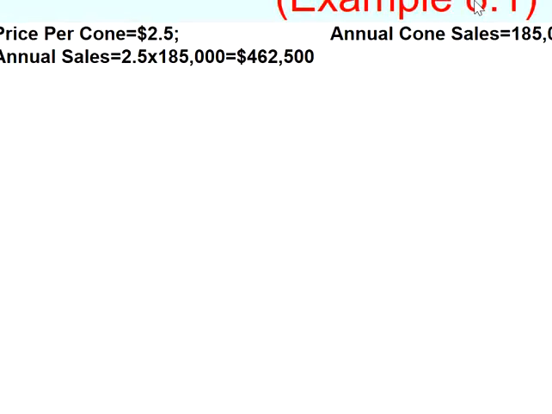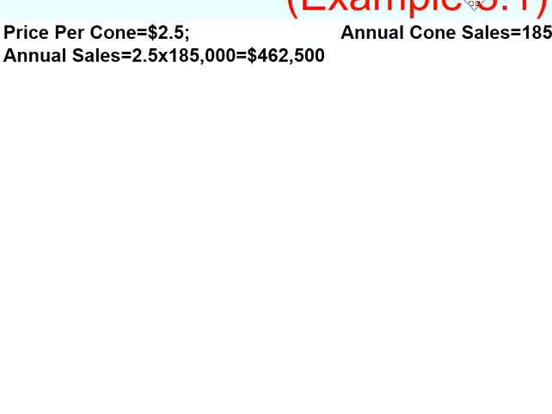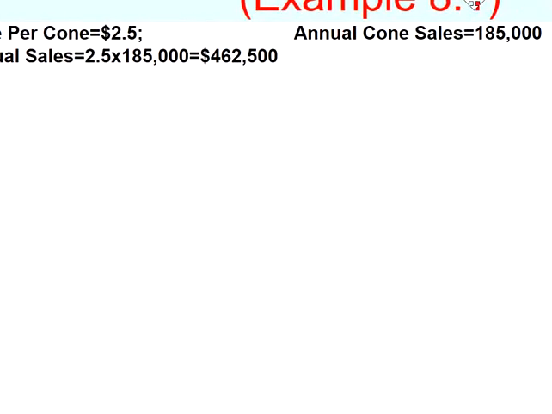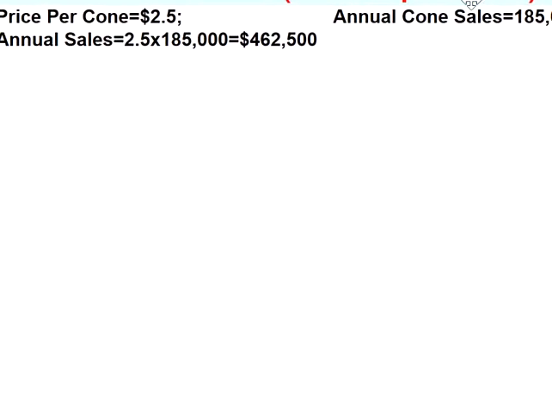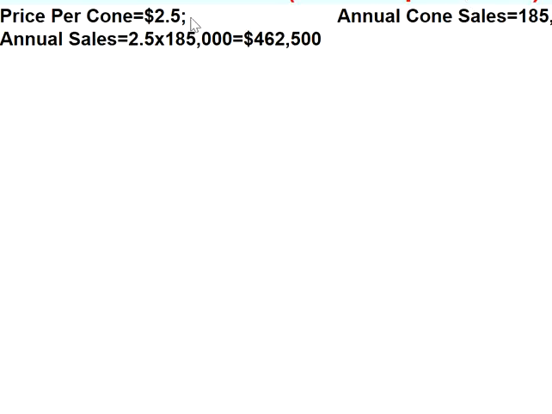So what are the product costs, right? This is based on the given information. I'll show you. Price per cone is 2.50. Annual cone sales is 185,000. What is the total sales? 2.5 multiplied by 185,000 is 462,500. This is already given. I'm just showing it here for your information.